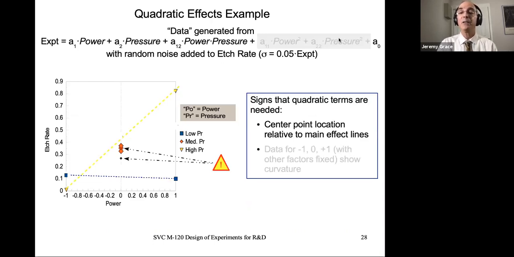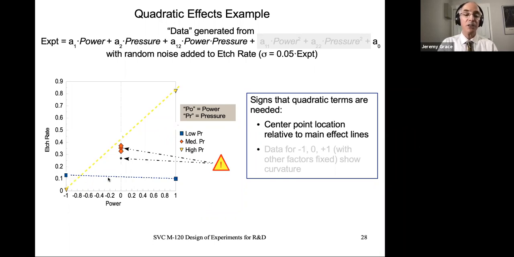I have added, and they're grayed out here, two quadratic terms, a power squared and a pressure squared. I've added them to the calculation. I've thrown the same 5% sigma noise on everything. But I've grayed these out because we're going to try to fit this to a main effects and interactions model first. And we look at this main effects plot to see if that's even possible.